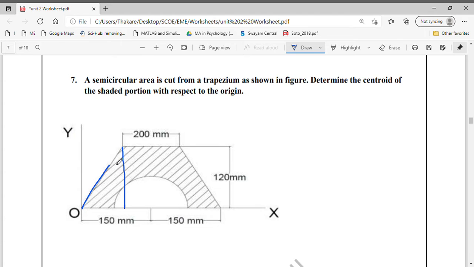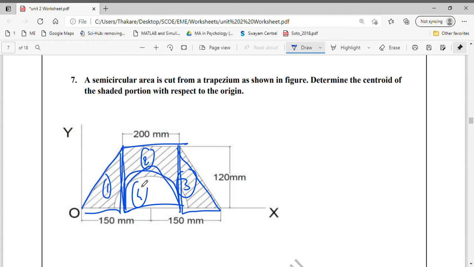So first we will break this into one right angle triangle. This will be another right angle triangle. This is one rectangle and this is one semicircle. So this is first, second, third and fourth. For this, I will only determine the horizontal centroidal axis of the entire figure and the moment of inertia about the horizontal centroidal axis, Ixx. For the horizontal centroidal axis I need the distance from the x-axis, so I will determine y bar and Ixx.